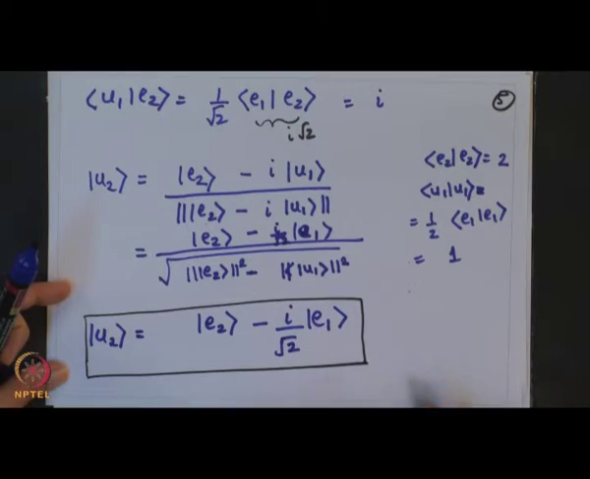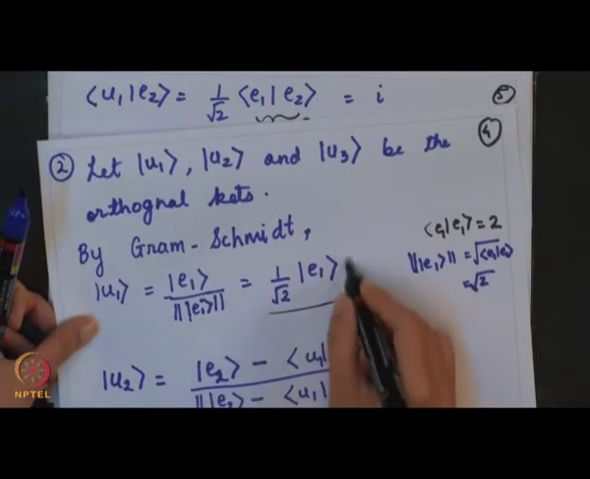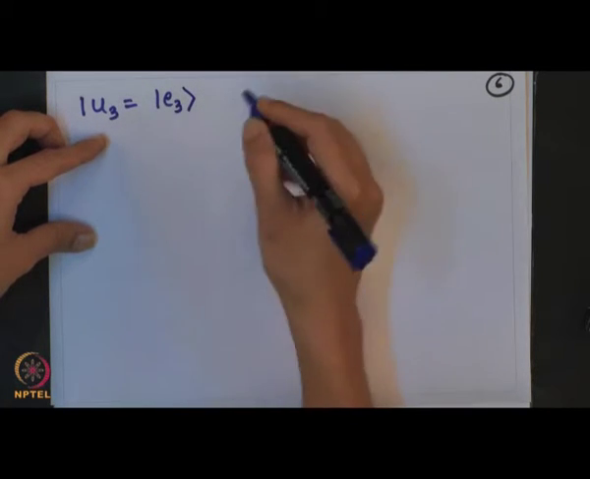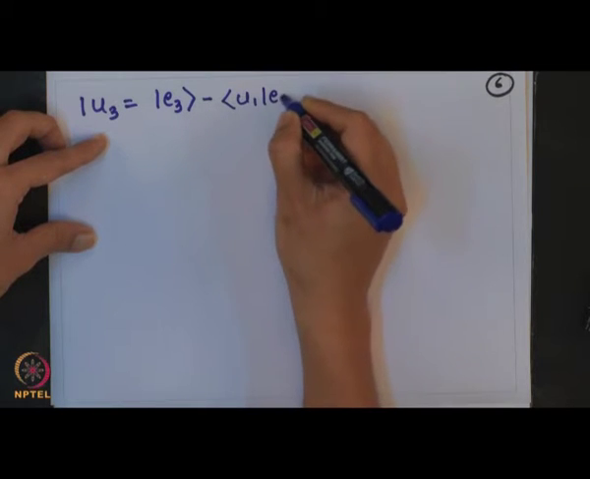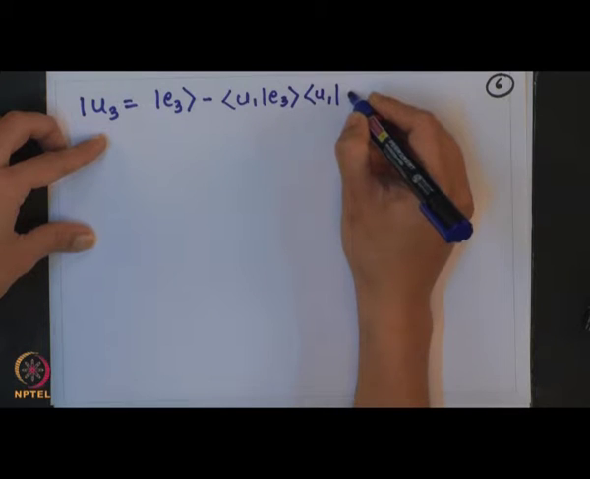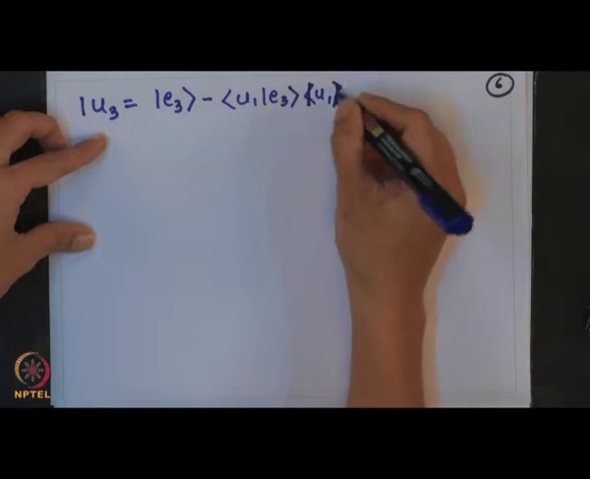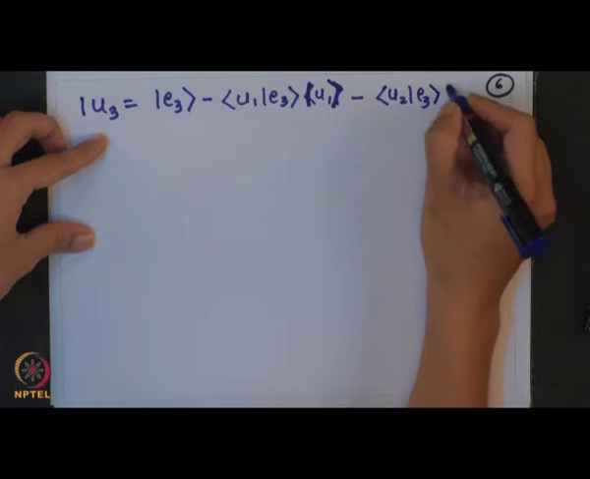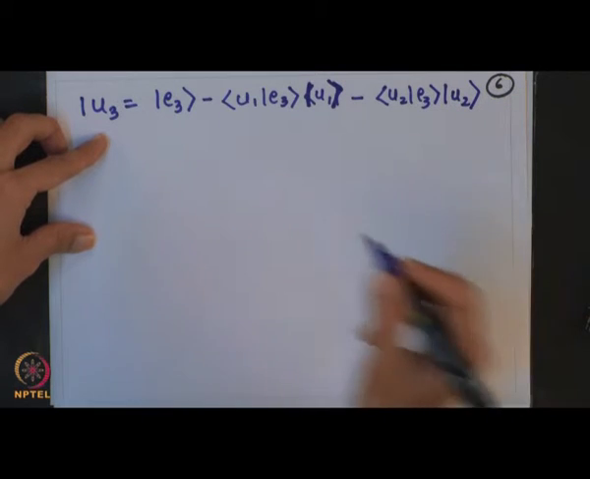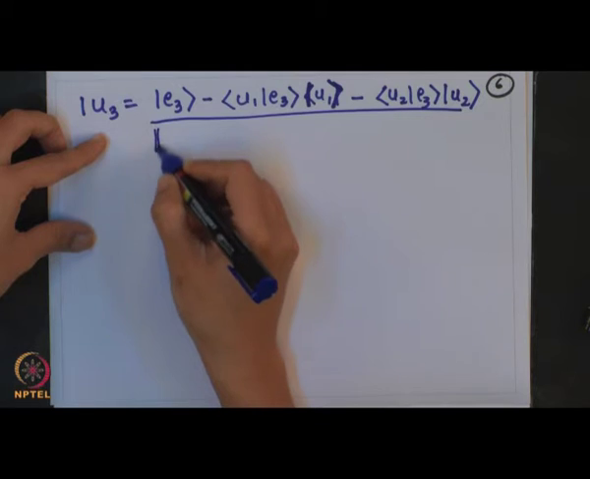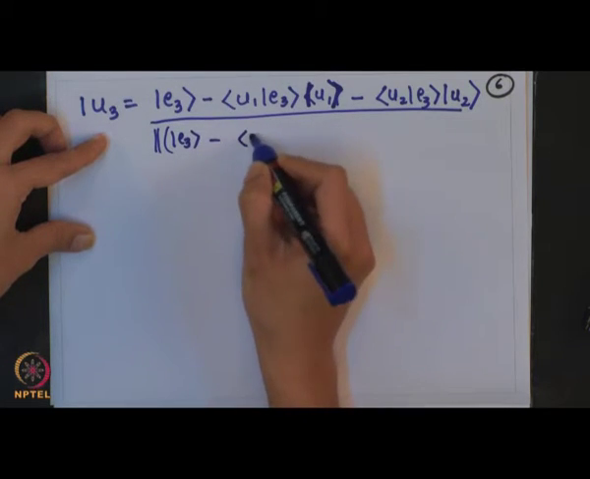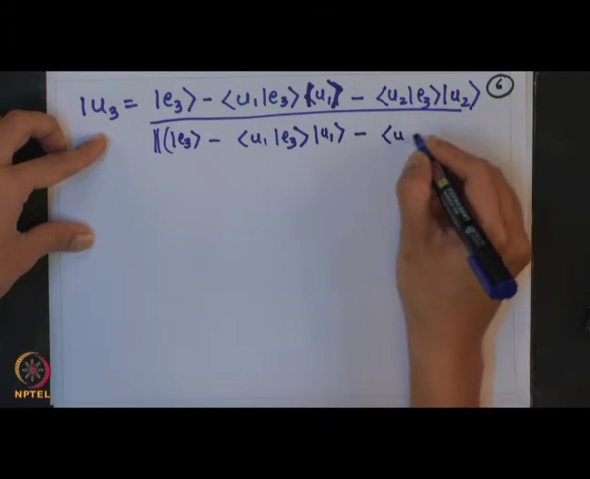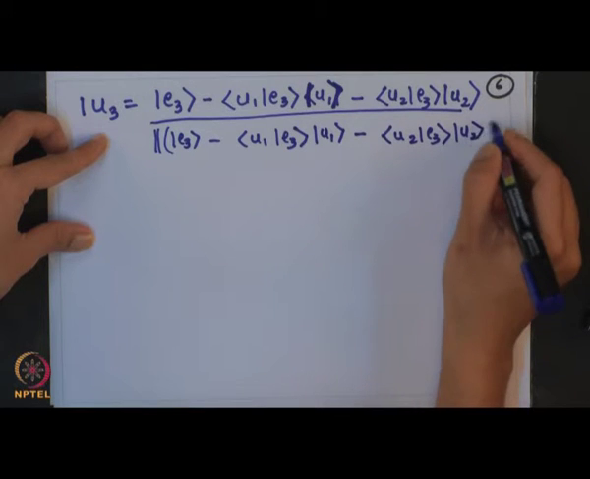Ket 2, and ket 1 was this. U3 is nothing but E3, then the projection of U1 on E3, and again I wrote it wrong, okay, minus you have the projection of U2 on E3, U2, okay, and the norm of this entire thing, that is E3 minus U1 E3 U1 minus U2 E3, projection of U2.